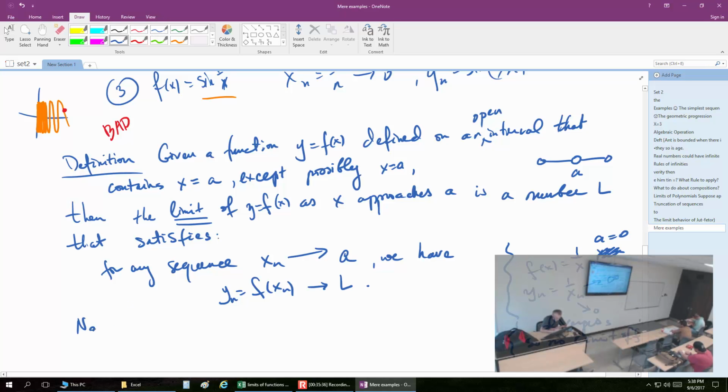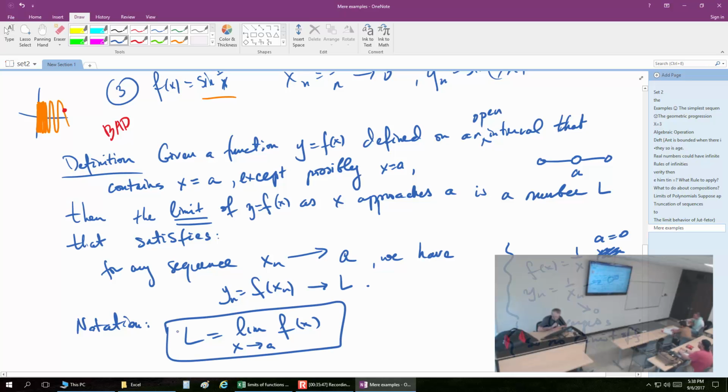So notation, L is equal to limit of f of x as x goes to a. Okay, so the definition is expressed in terms of two convergent sequences. Start with a convergent sequence, xn. The function produces a new sequence, yn, which is also convergent. Okay, if that's the case, then we are okay.